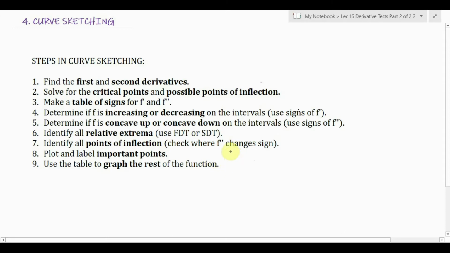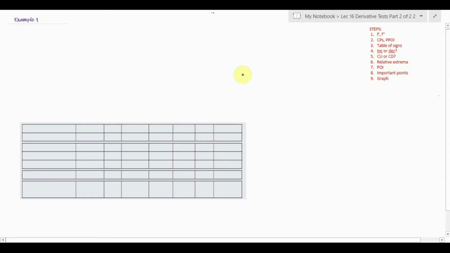Okay, so let's do that. Now we can start graphing our first curve. For 1, we have this f of x equals x cubed minus 9x squared plus 15x minus 12. Okay? Nandito na rin pala sa right side yung shortened version ng ating mga steps para maging guide sa atin sa pagsasolve. Let's start with the first one.